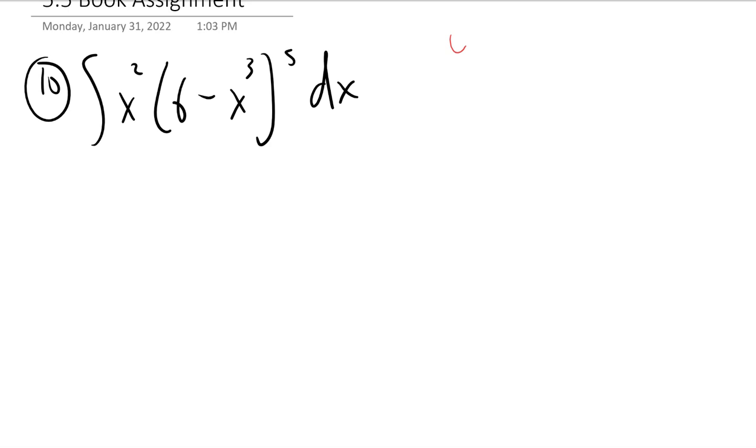So we need to pick a u value, and you're never going to know for sure if you're picking the right u at first, but you got to pick something, and it's typically the thing that's trapped under something. So I'm guessing this stuff under the fifth power is probably going to be my u. You have to write that down. You also have to do the next step too.